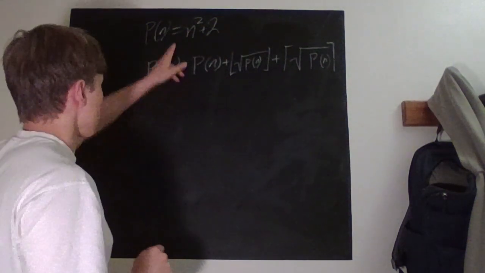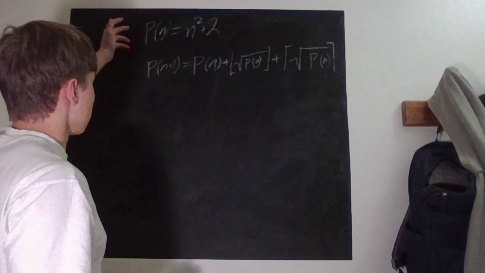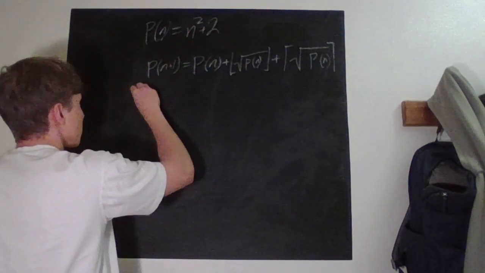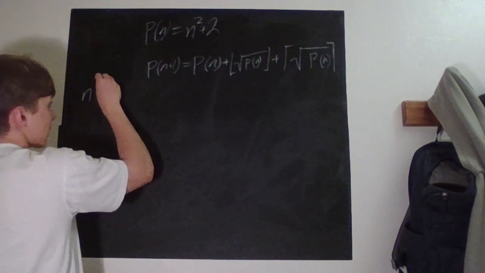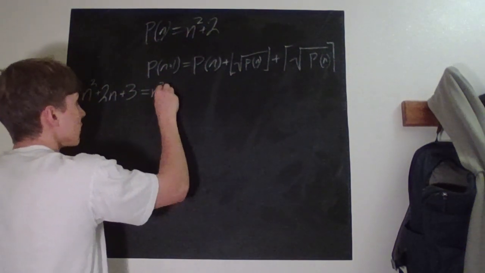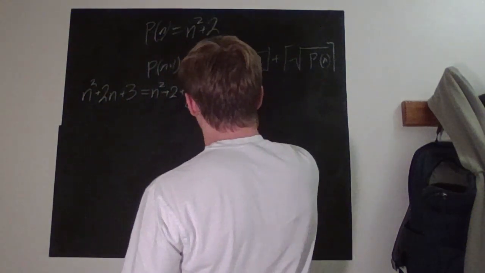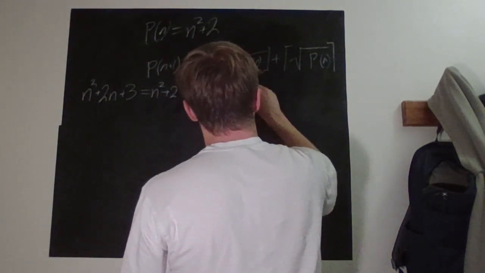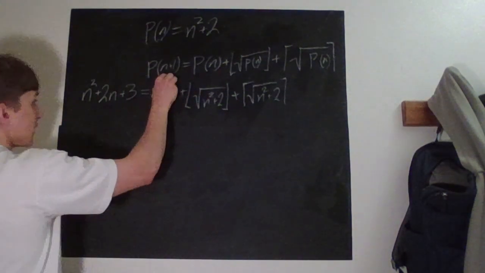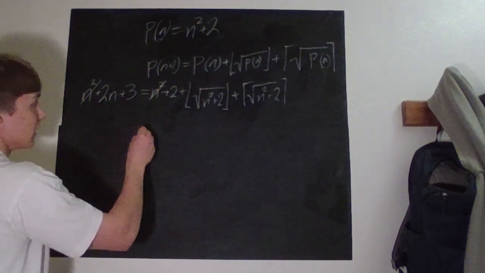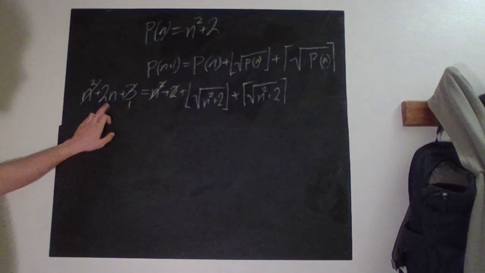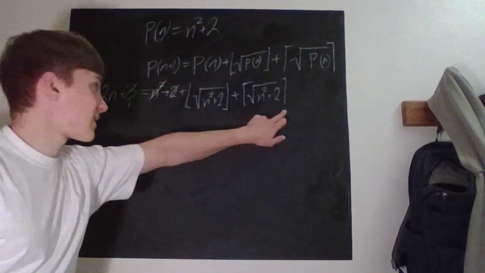And because we know what p of n is in terms of n, we can just write this out instead. So we get that this is equivalent to n squared plus 2n plus 3 is equal to n squared plus 2 plus floor of square root of n squared plus 2 plus roof of square root of n squared plus 2. And as we can see, we can cancel out the n squared and remove this, so that this becomes a 1. So that 2n plus 1 is supposed to be equal to this thing.